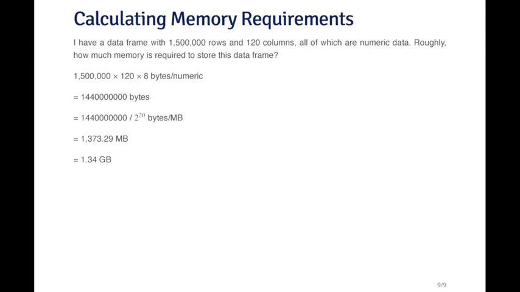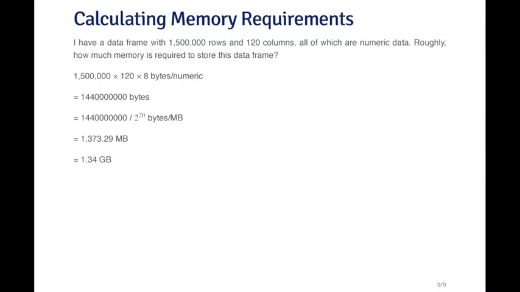Okay, so I can do a simple calculation. The number of elements in this data frame is going to be 1.5 million times 120, right? Because it's a rectangular object, and so that's the number of elements in the data frame. Now, if all the data are numeric, then each number requires 8 bytes of memory to store, because the numbers are stored using 64-bit numbers, and there are 8 bits per byte, so that's 8 bytes of memory per numeric object.